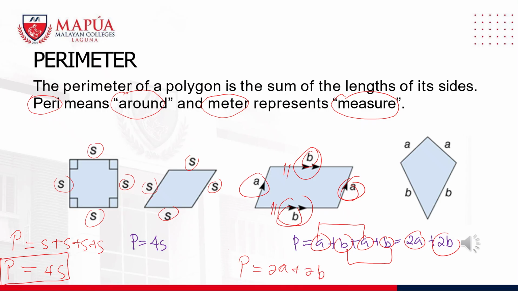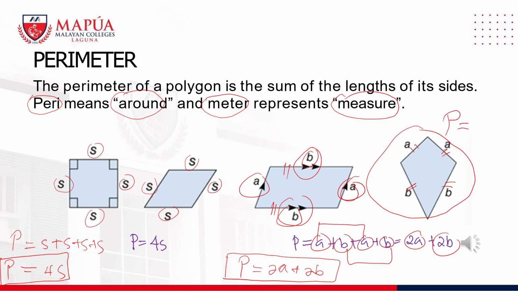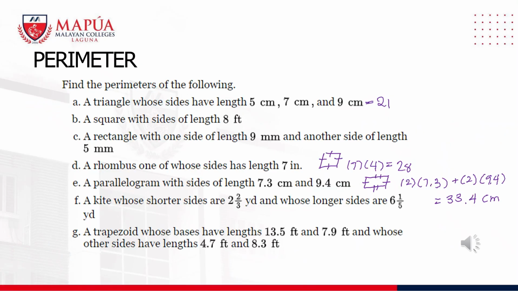So this formula is also true for this figure. This side is equal to this side, and this side is equal to this side. Therefore the perimeter is also equal to twice this side, 2A, plus twice this side, 2B. Alright, so these are examples of calculating the perimeters of these types of polygon.